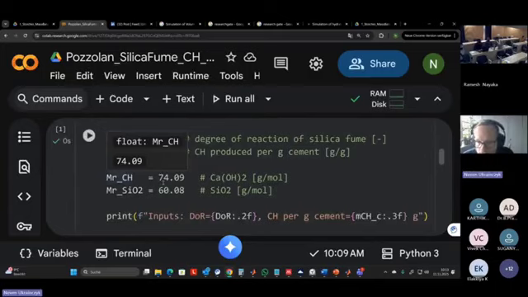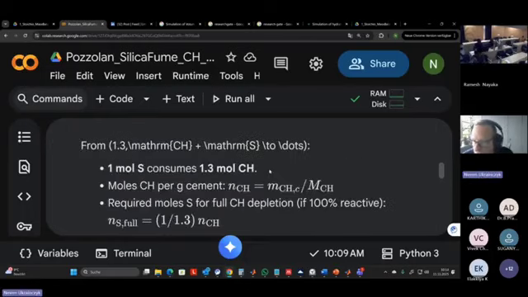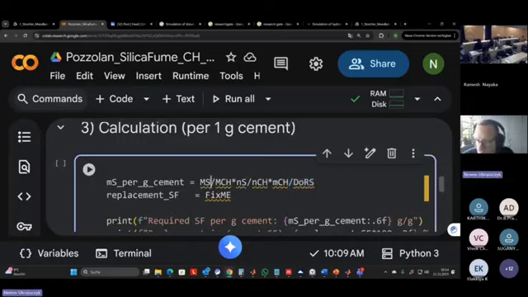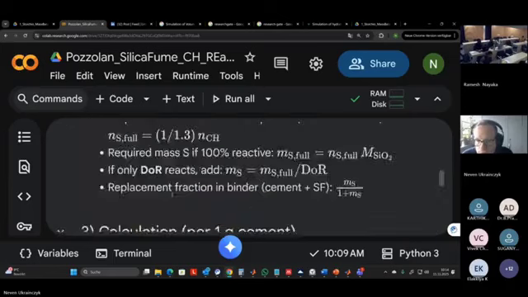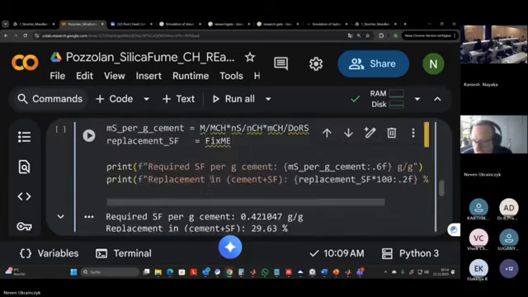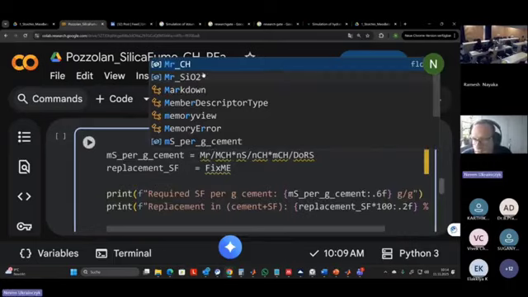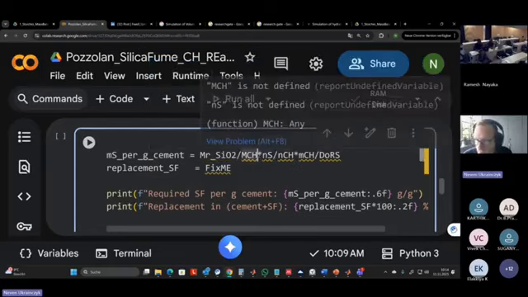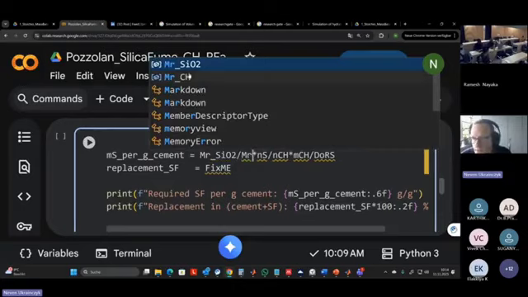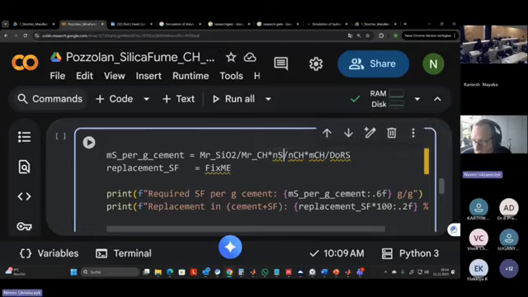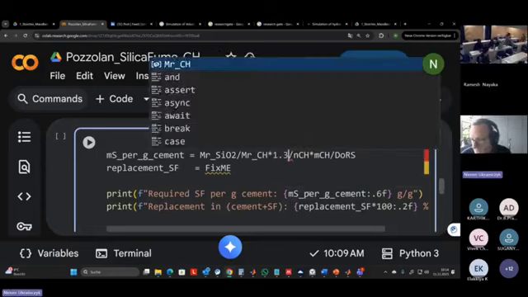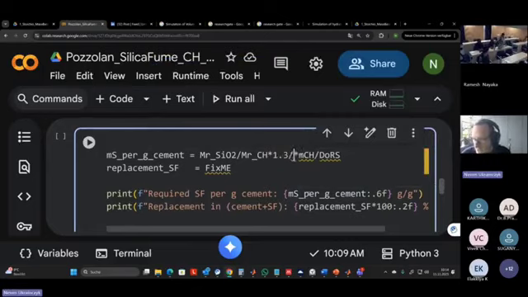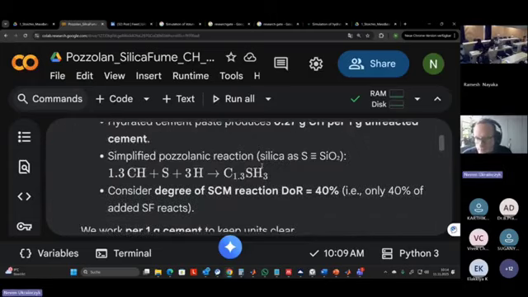Now let's see the real variables. So those are the variables. Molar mass CH, molar mass silica fume, okay, so let's put that here, molar mass MR, and then it already suggests the variables. So the molar mass of silica fume divided by molar mass of portlandite times the stoichiometric coefficient of silica fume, which was 1.3. Stoichiometric coefficient of portlandite was 1. You can make a variable, but we can see it here.